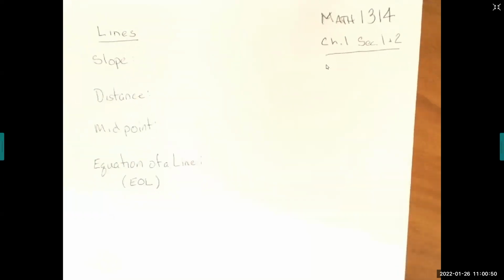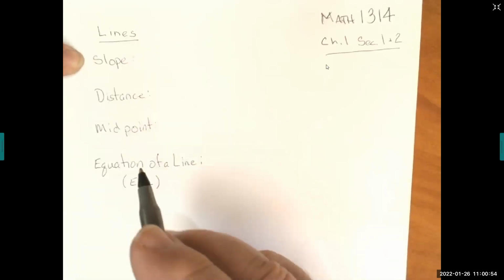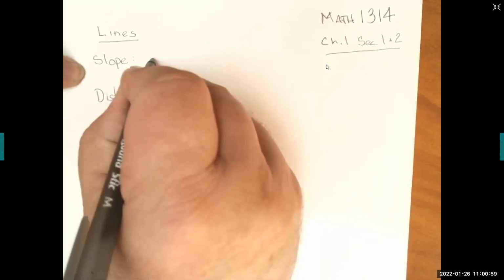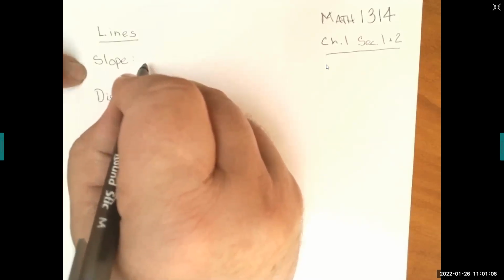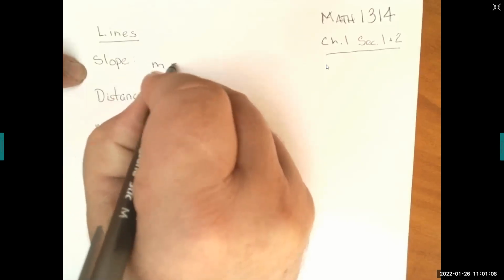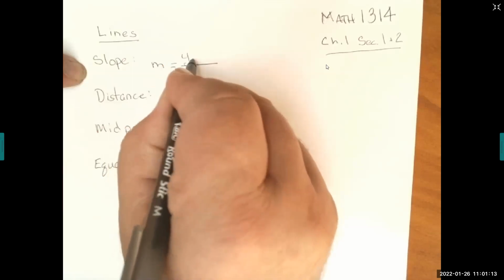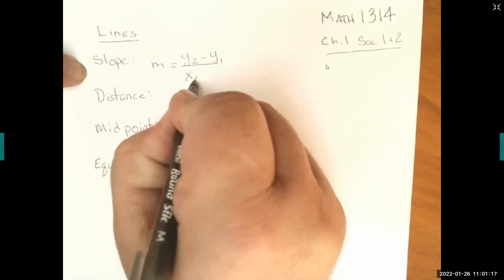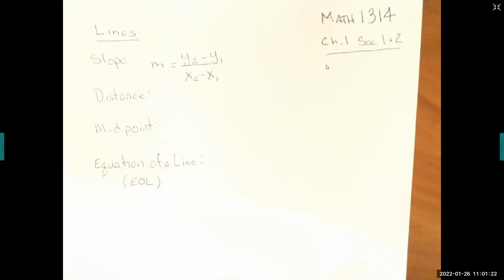Let's review what we did last time. We talked about lines. How do we find the slope of the line? What's our formula there? What letter designates slope? M. And you were right. It is the rise over run, so it's the vertical, so it's y2 minus y1 over x2 minus x1. What is x2 and y2? What does that represent?